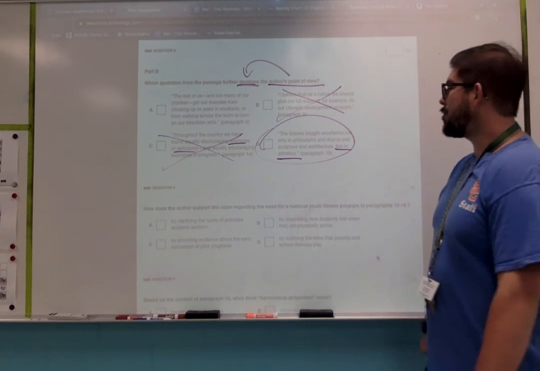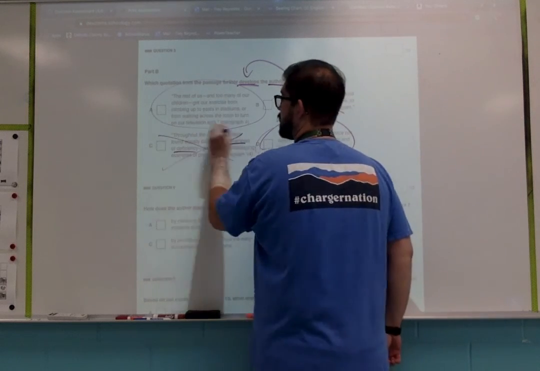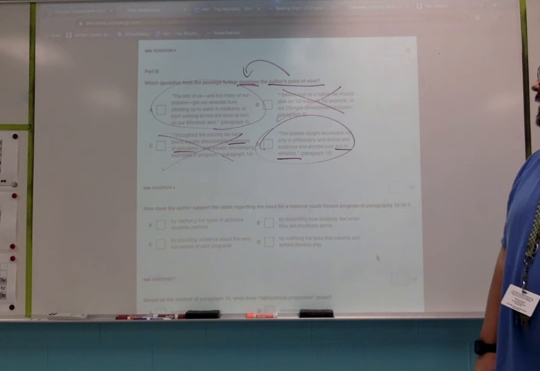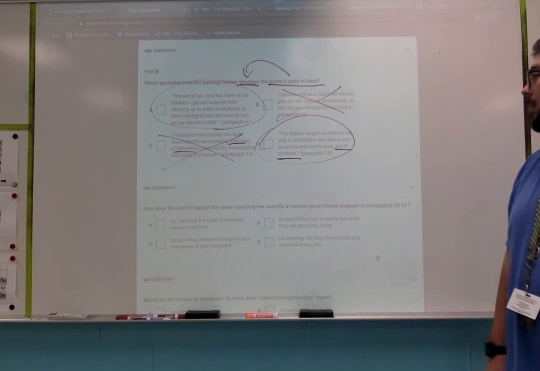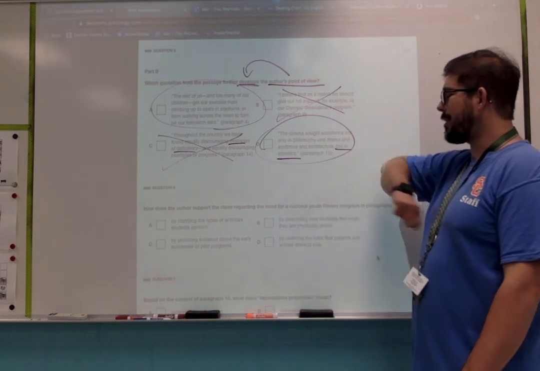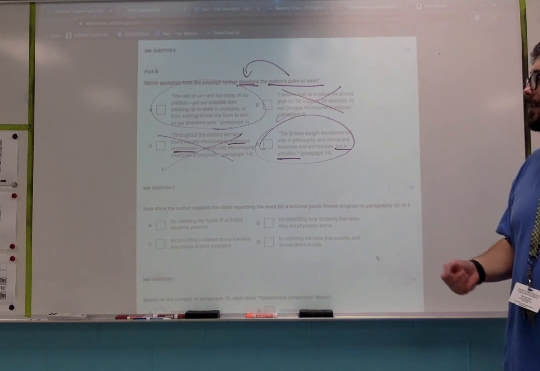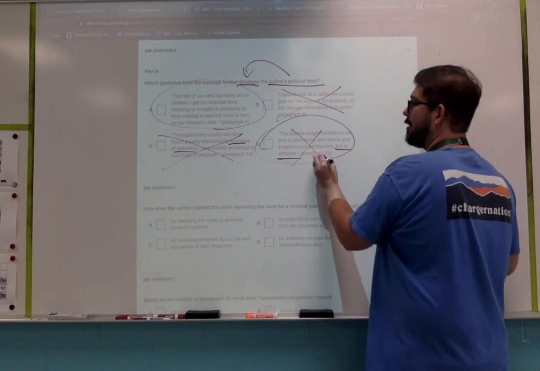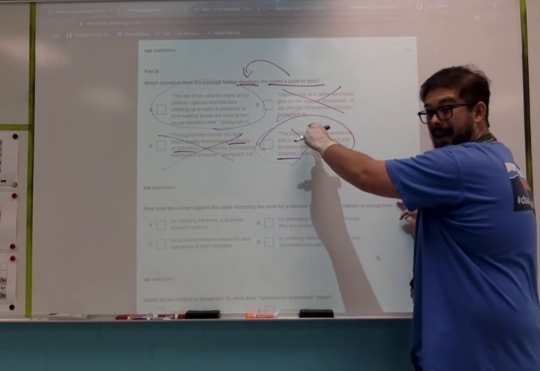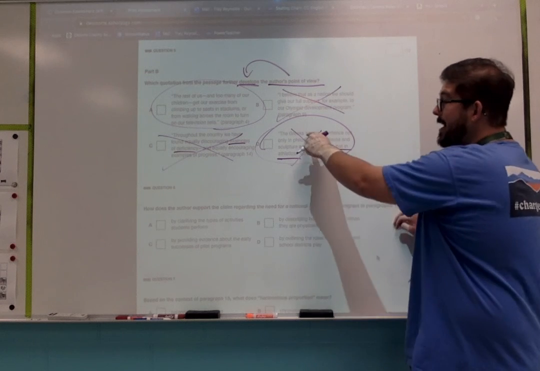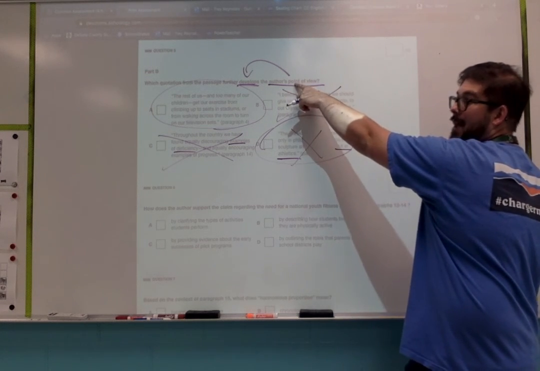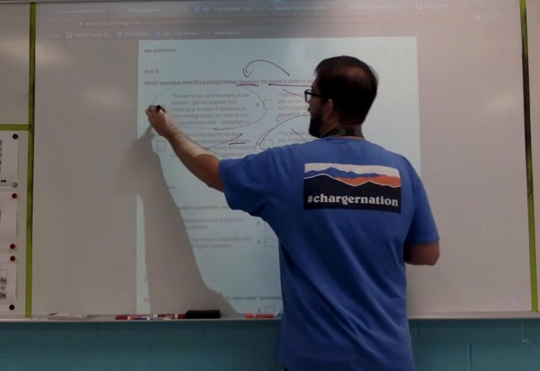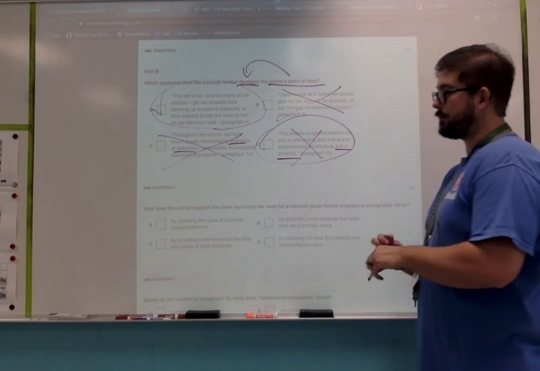We're left with only 2 possible correct answers. A: The rest of us and too many of our children get our exercise from climbing up to seats in stadiums or from walking across the room to turn on our television sets. And this one about the Greeks. While the Greeks are important, that's not really his point of view. It is important, and he does talk about it as a reference, as an example, but it is not the point of view that he's trying to make. The only one that fully incorporates everything is A here. So A is our correct answer.